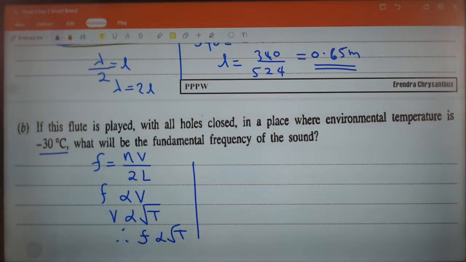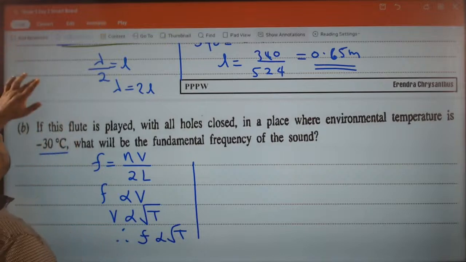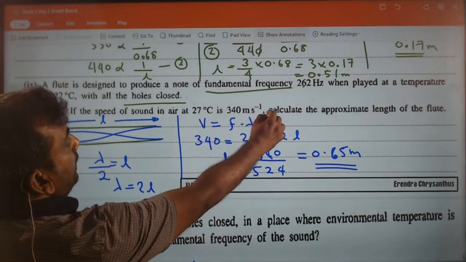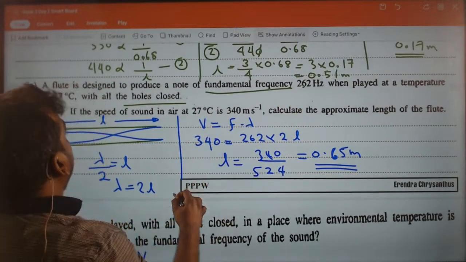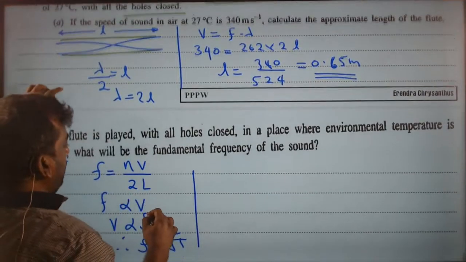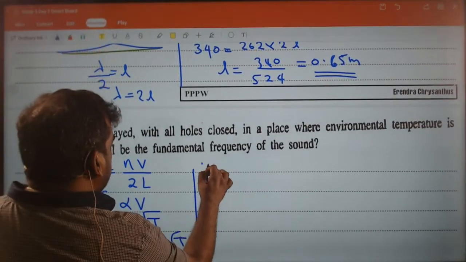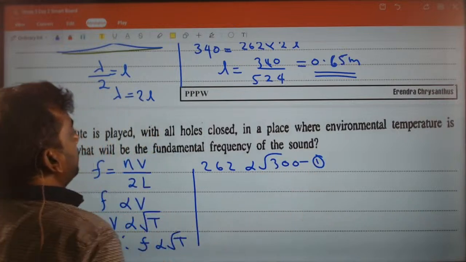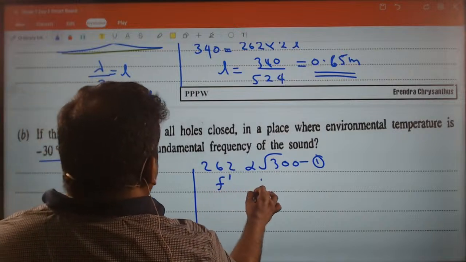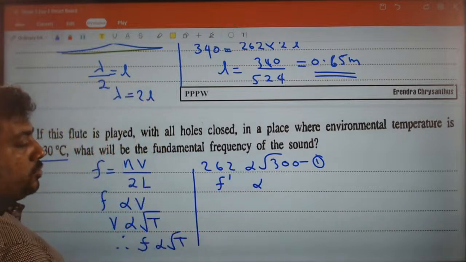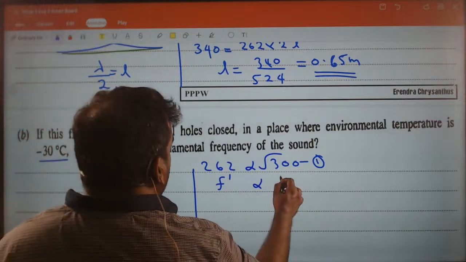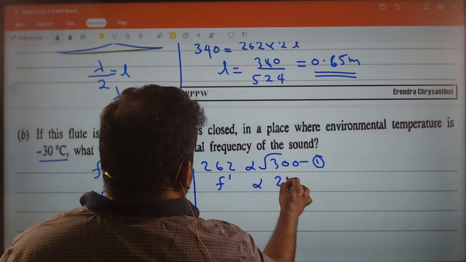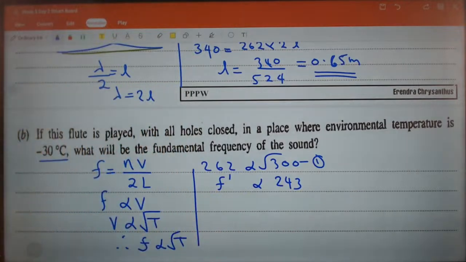When the frequency is 262, temperature is 27, which means 300 Kelvin, equation 1. They are asking what's the frequency now when the temperature is minus 30. 273 plus minus 30, 243, no? 273 minus 30, 243, square root. Correct.